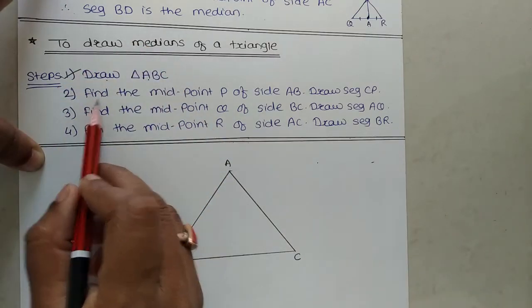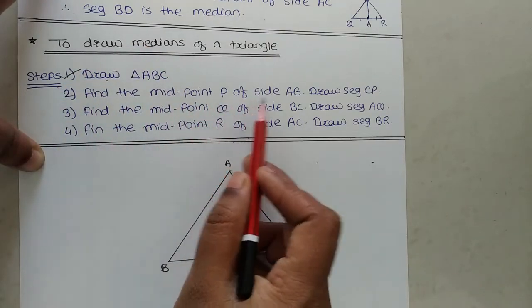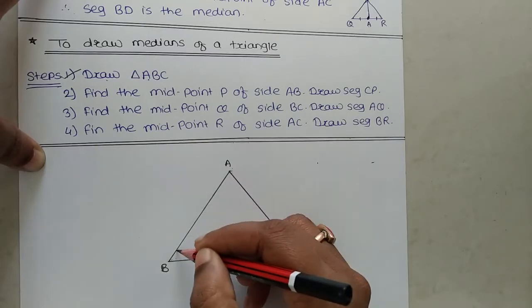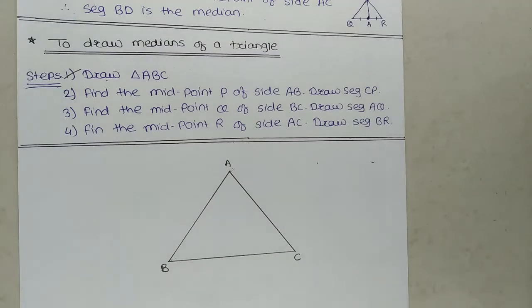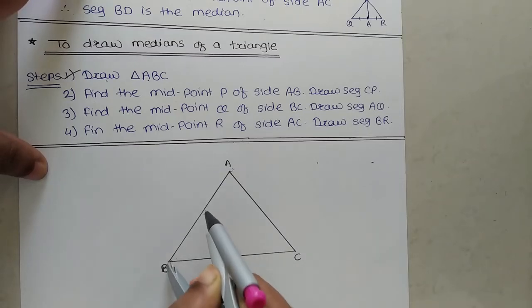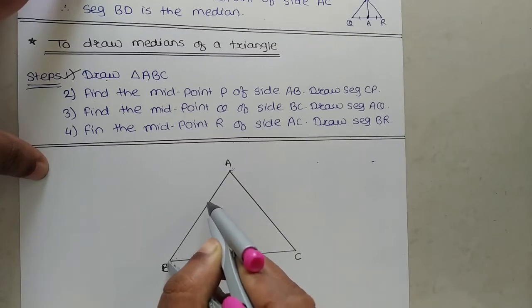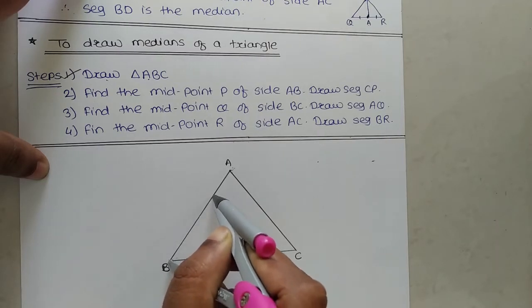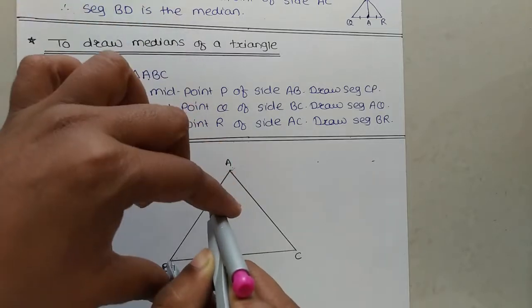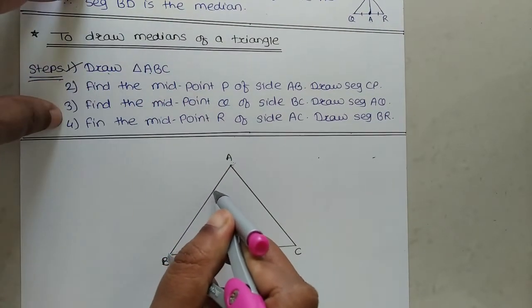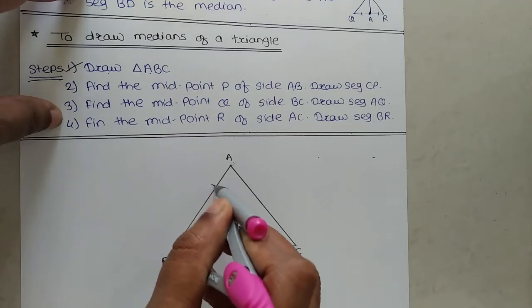Now find the midpoint P of side AB. That means we have to find the midpoint of AB. How do we find the midpoint using the compass? We take the compass and take a measurement that is somewhat more than half. Suppose we randomly take this half, then take somewhat more and draw one arc here.